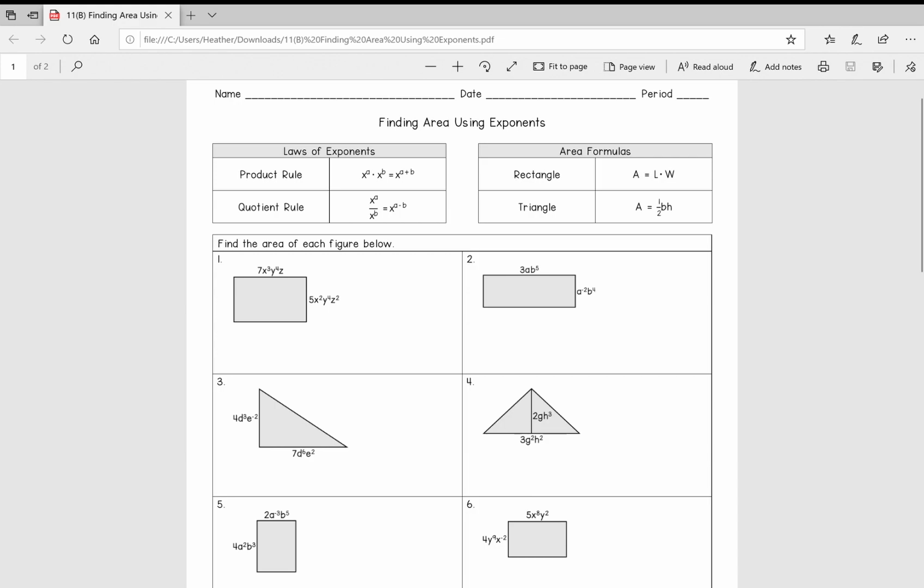Okay, this is the Finding Area Using Exponents worksheet. So this is the worksheet that you picked up today. I'm going to do the odds with you, and then after you watch this video, you're going to do the evens on your own. So let's look at number 1.